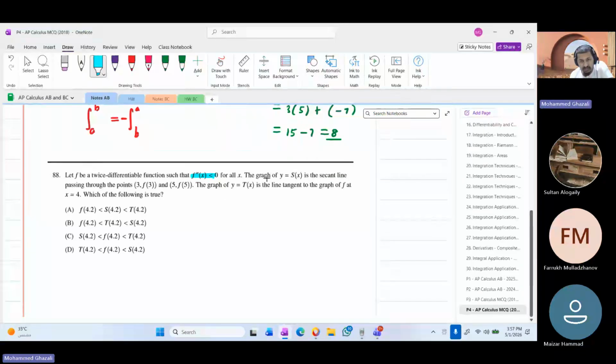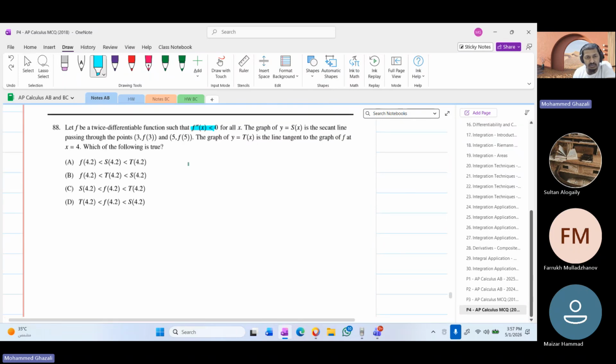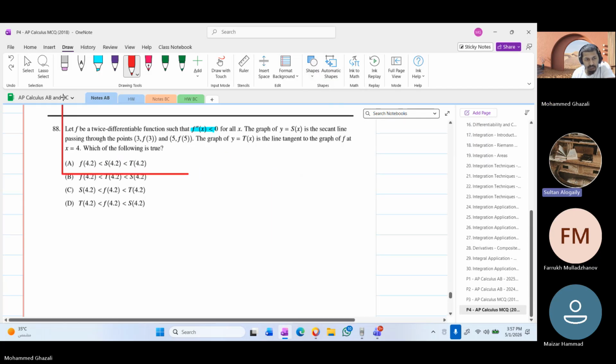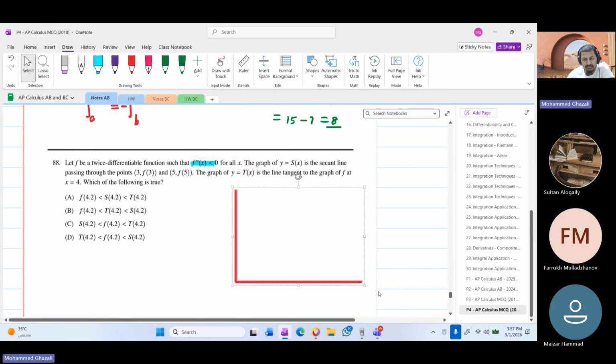Okay, let's read the rest. The graph of y equals s of x is a secant line passing through the points 3, f of 3 and 5, f of 5. The graph of y equals t of x. Now this is a very important section because they're talking about a secant line, a tangent line, and the graph of f. So everything is fitted onto one graph. First I need to draw f double prime of x less than 0 for you. So what does a secant line mean? A secant line is just a line passing through two points.